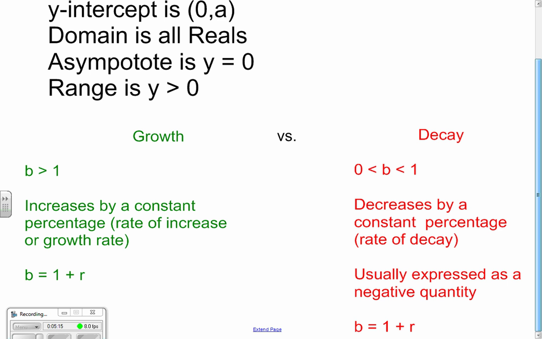In a decay, you've got a fraction that's between 0 and 1, and that means it's decreasing. We call that a rate of decay or a decay rate. You usually express it as a negative quantity because it's in fact getting smaller instead of bigger.